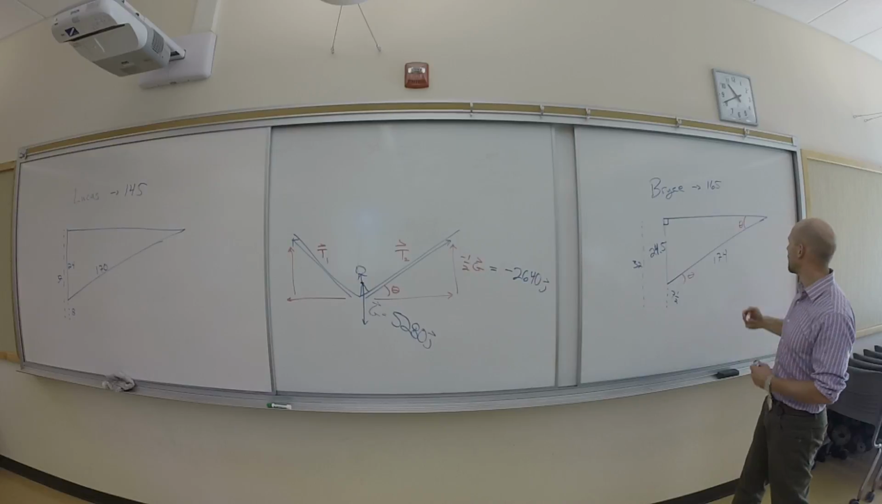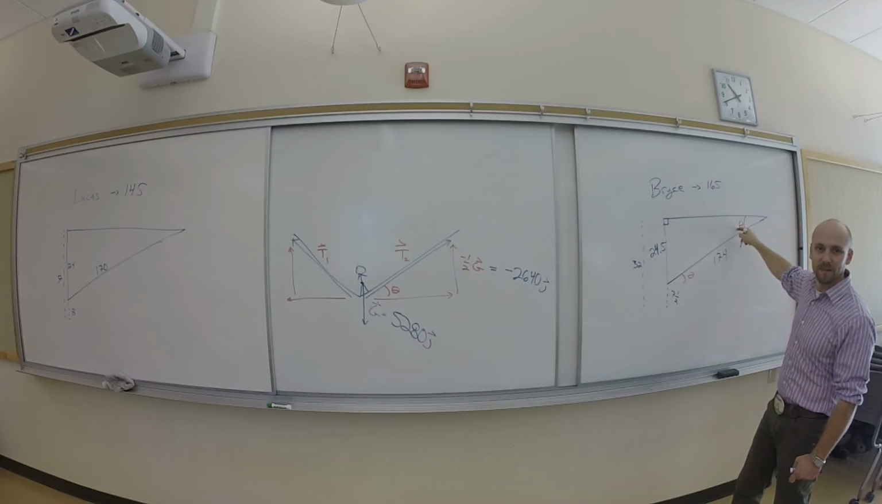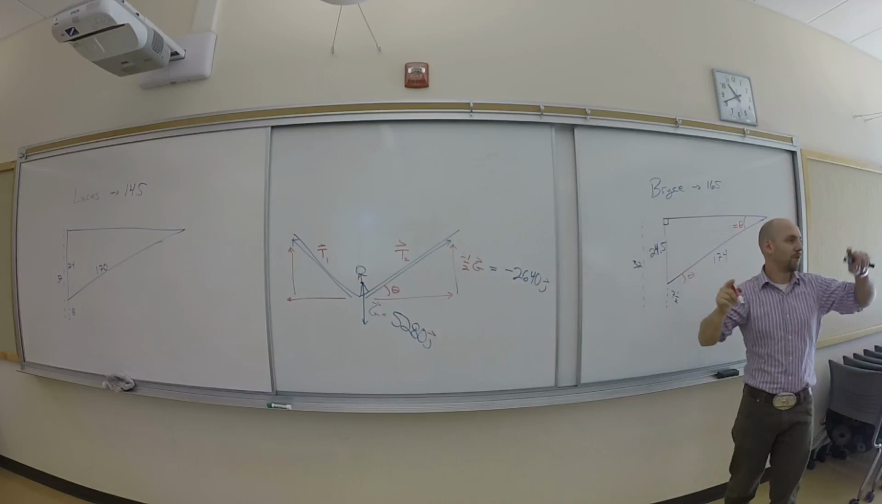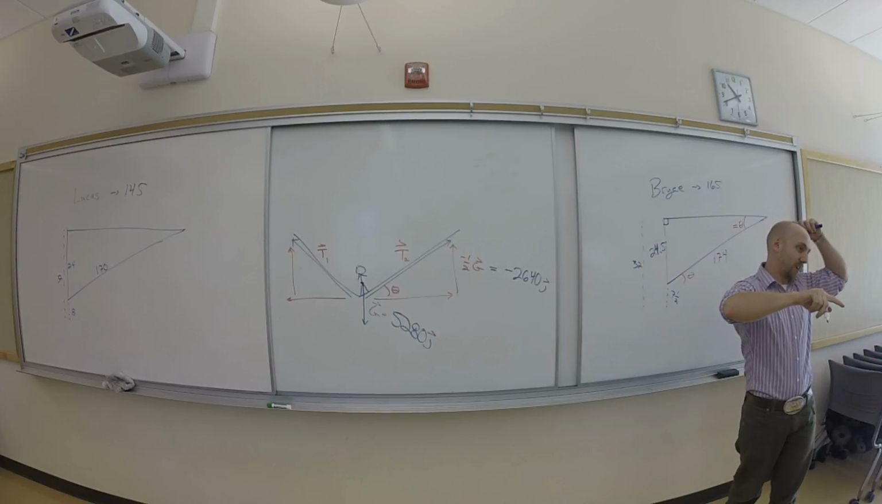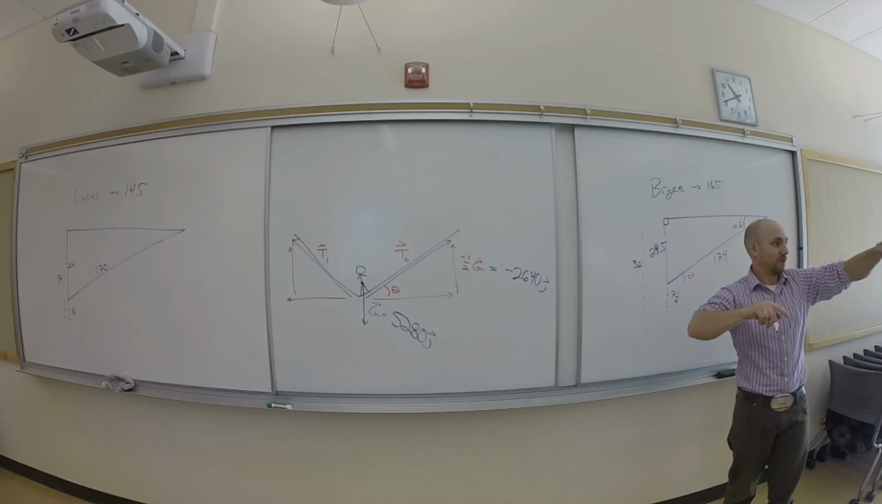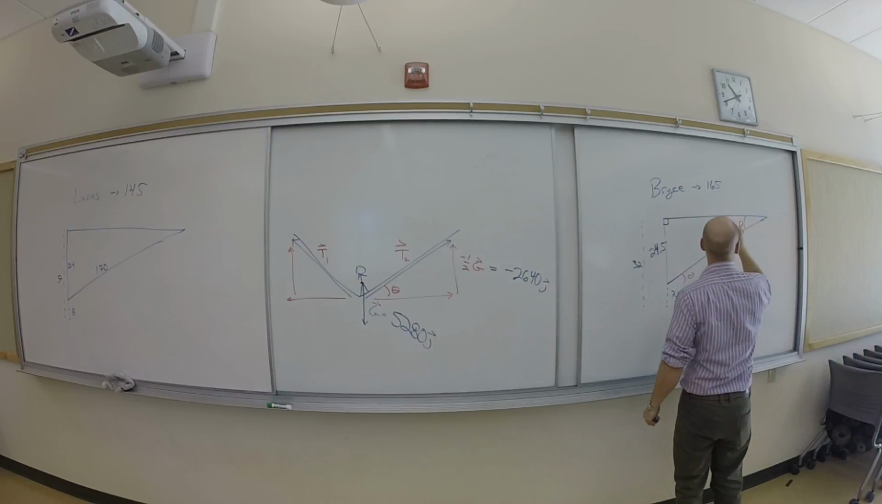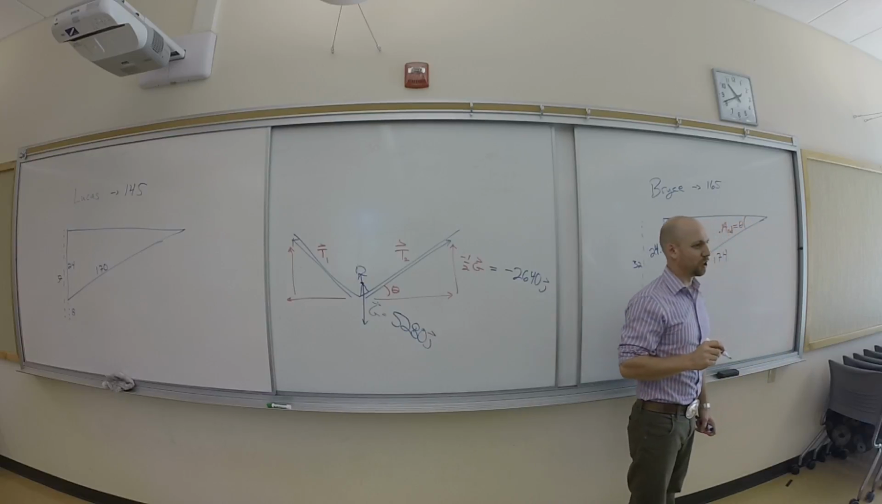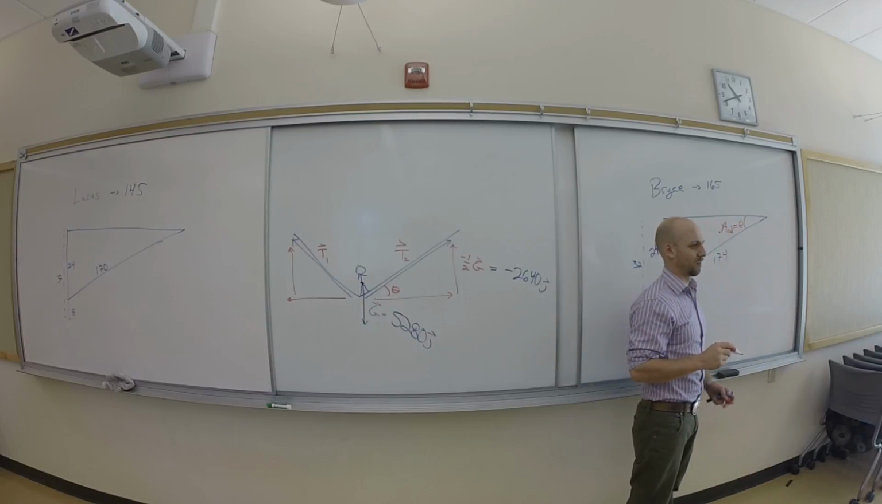What did you guys get for this angle theta? 8.1. Oh, never mind. That's for doing this wrong. Okay, so from the Bryce side of the room, what'd you get for the angle theta? 0.14 radians. 0.14 rads? How'd you get that? What'd you do? Oh, inverse sine.